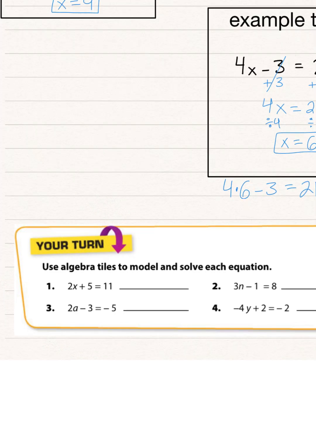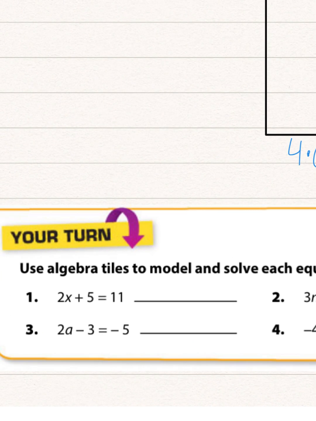All right, so number 1 says 2x plus 5 is 11. First I would minus 5, so I get 2x is 6. Then we divide by 2, and x is 3. If we plug that back in, 2 times 3 is 6 plus 5 is 11. Yep, we're good.